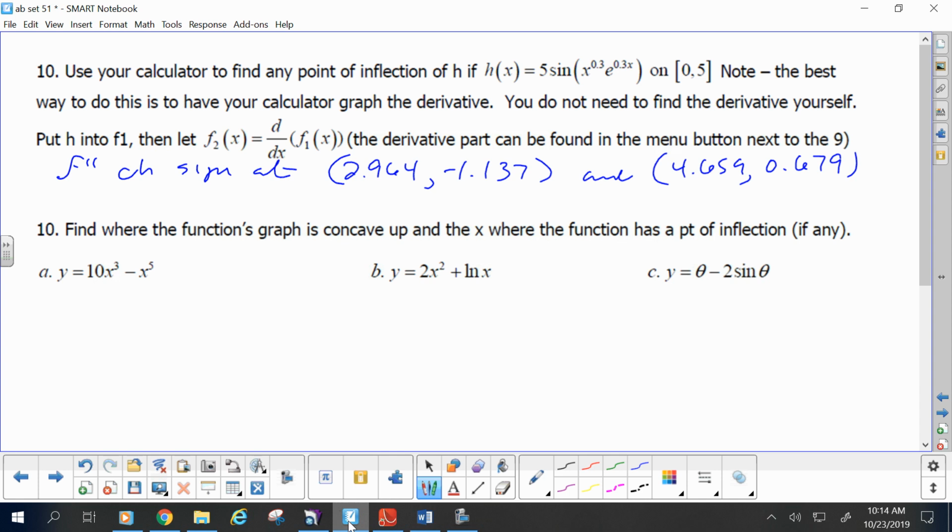One of the hard parts for students is they tend to get different types of second derivative problems confused.